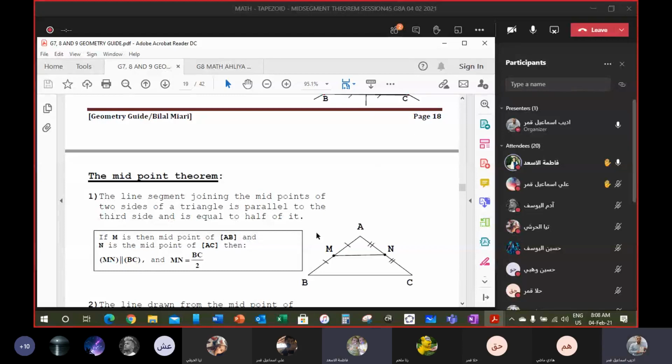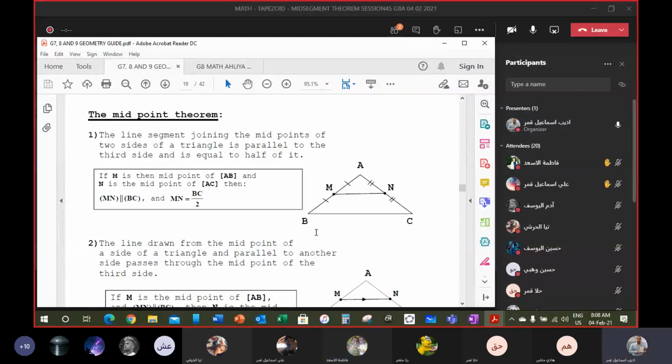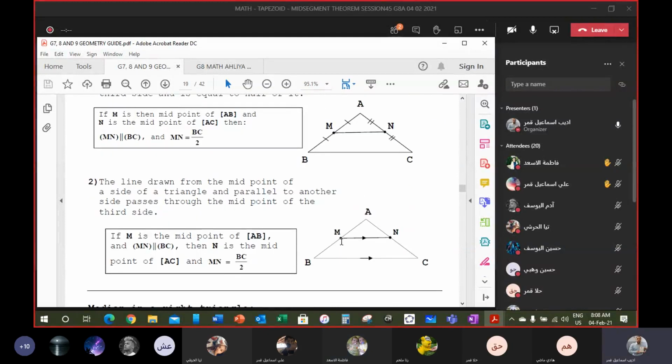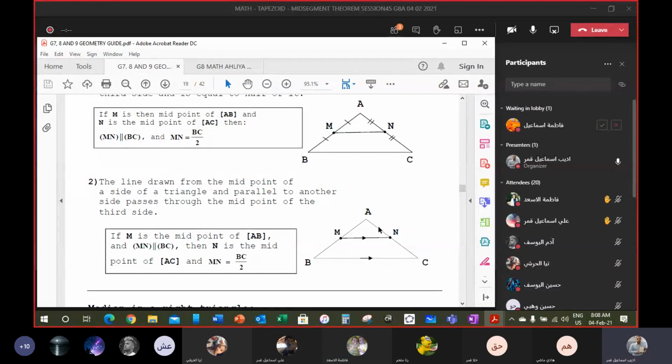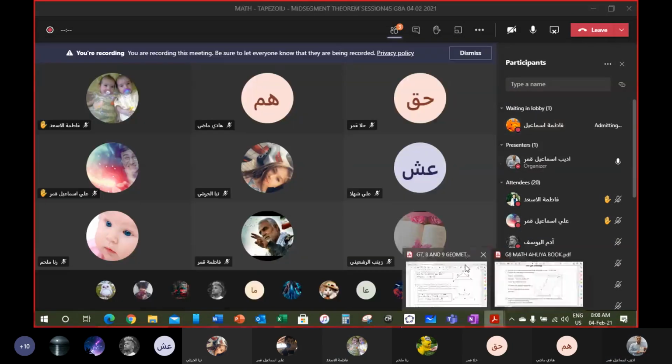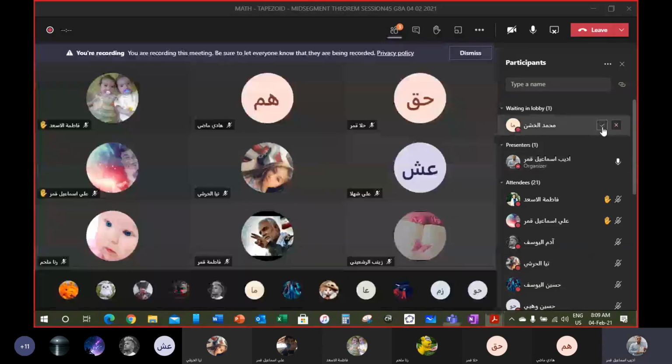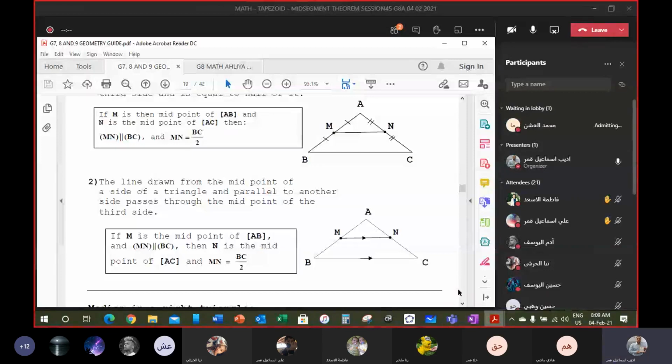Very good, bravo to Fatima too. So the line drawn from the midpoint of a side of a triangle and parallel to another side passes through the midpoint of the third side. Okay? M is the midpoint of AB, MN is parallel to BC, then N is the midpoint of AC. And so we have MN is parallel to BC and MN is equal to BC over 2. Okay? This is all about the mid-segment theorem in a triangle.